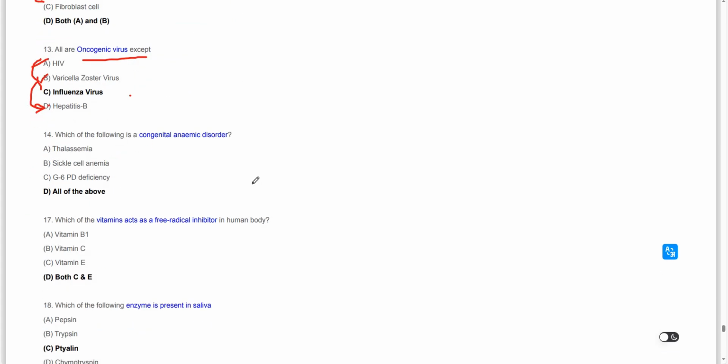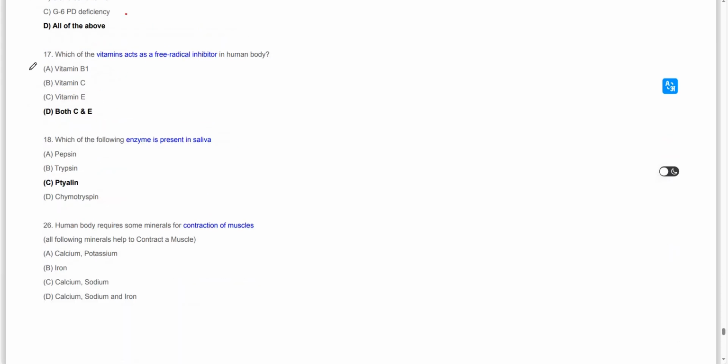Moving on to the next question: which of the following is a congenital anemic disorder? All of the above are congenital anemic disorders: thalassemia, sickle cell anemia, and G6PD deficiency. These are all congenital anemic disorders.